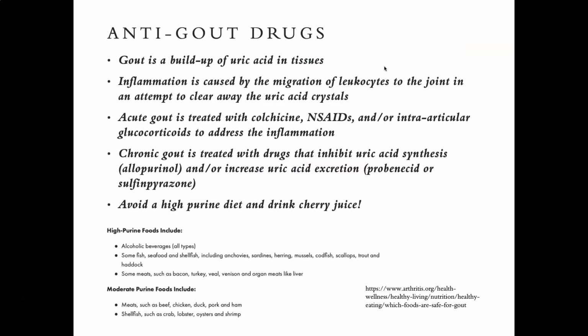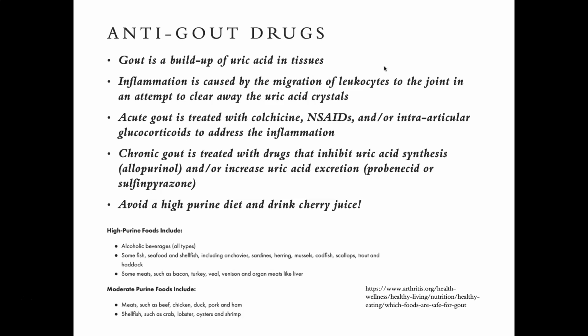So let's talk a little bit more about anti-gout drugs. Gout is the buildup of uric acid in the tissues, which then causes inflammation because leukocytes migrate to the joint in an attempt to clear away the uric acid crystals, and then you get the inflammation. So first of all, you have uric acid that builds up in the tissues. Then you have these white blood cells, these leukocytes, who rush to that joint to clear away the uric acid crystals and create all this inflammation.